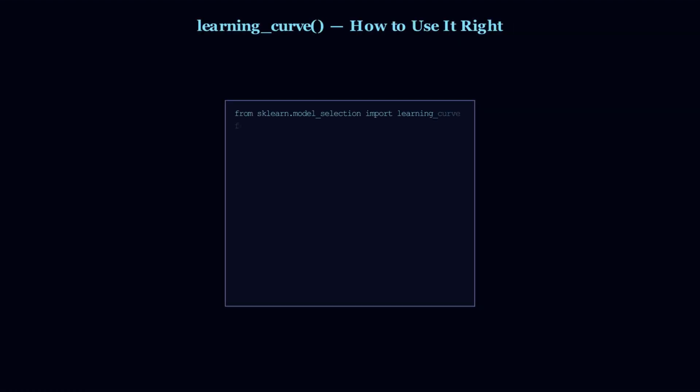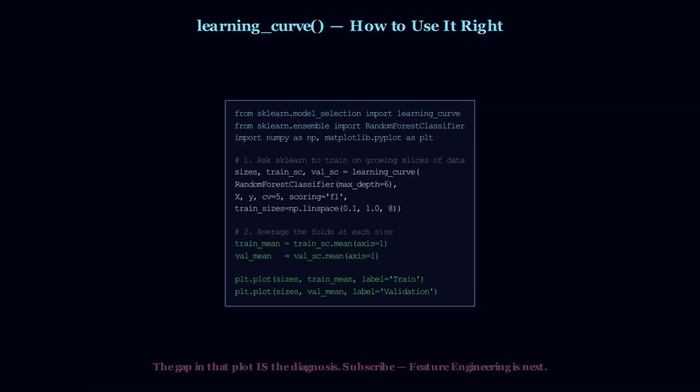In code, this is one import and one function call. Call learning_curve, pass your model, your data, and a CV object. Give it a list of training sizes, sklearn handles the rest. Average the scores across folds at each size. Plot training score and validation score. The gap is the diagnosis.